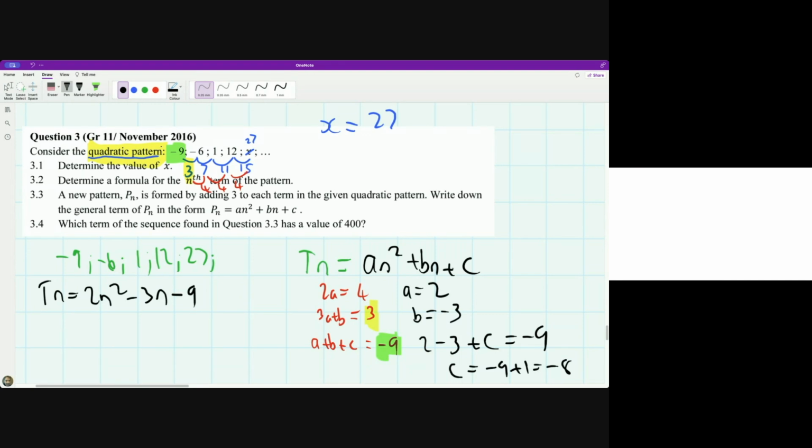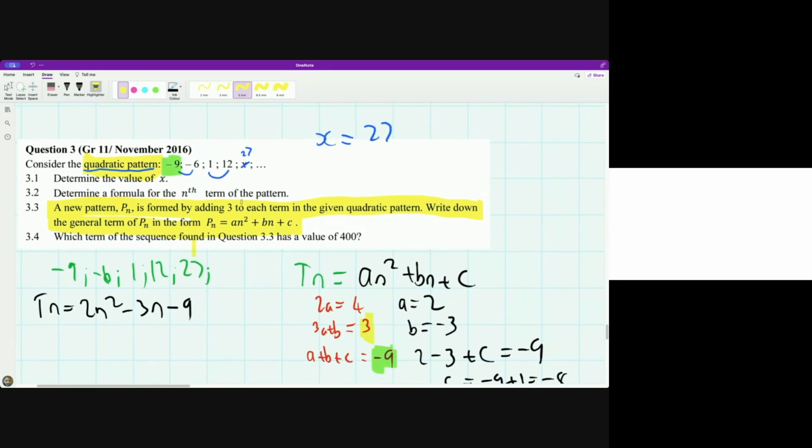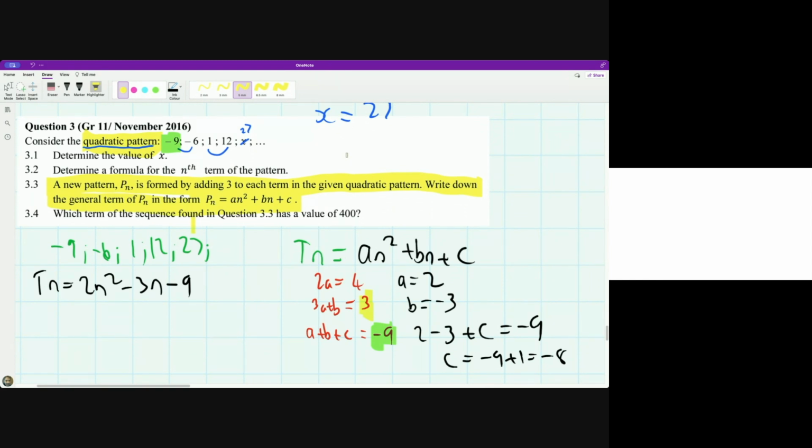Okay, now something quite strange happens. It says a new pattern is formed by adding 3 to each term in a given quadratic pattern. Write down the general term for this new thing, Pn dash, or essentially Pn equals. So this new one, where should we start for this one? I think there could be a quicker way to do this, but I'm going to go the long way.